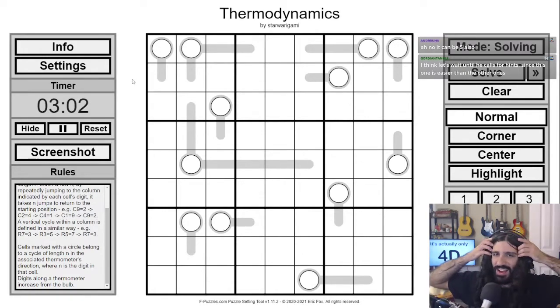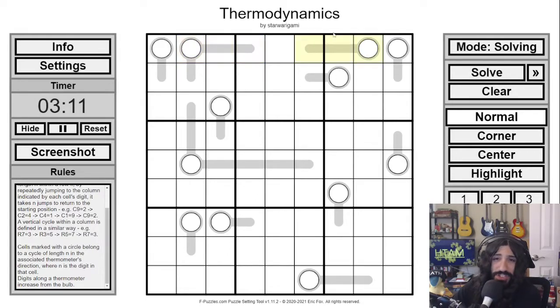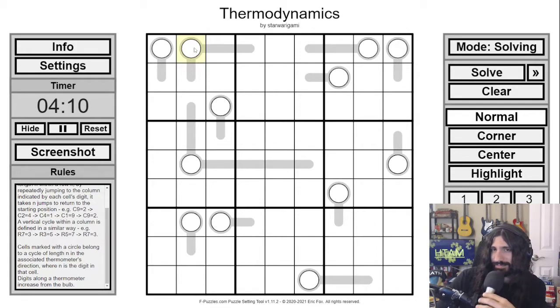Okay. All right. So these two can't be part of the same cycle, so there's that. These numbers have to be increasing, and these numbers have to be increasing. This can't be a 1, and this can't be a 1.